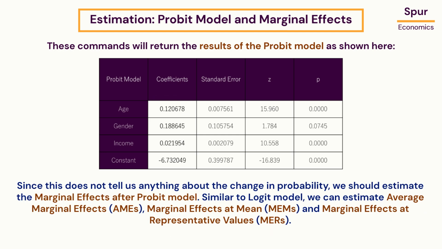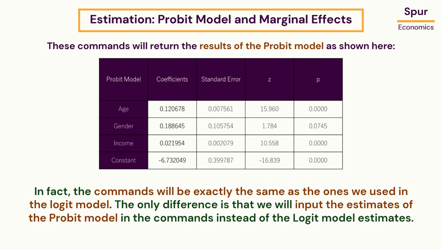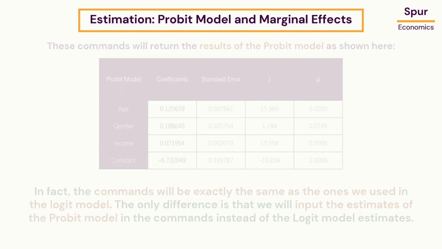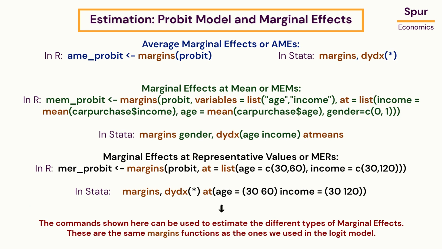Since this does not tell us anything about the change in probability, we should estimate the marginal effects after the Probit model. Similar to the Logit model, we can estimate average marginal effects or AMEs, marginal effects at mean or MEMs, and marginal effects at representative values or MERs. In fact, the commands will be exactly the same as the ones we used in the Logit model. The only difference is that we will input the estimates of the Probit model in the commands instead of the Logit model estimates. The commands shown here can be used to estimate the different types of marginal effects.